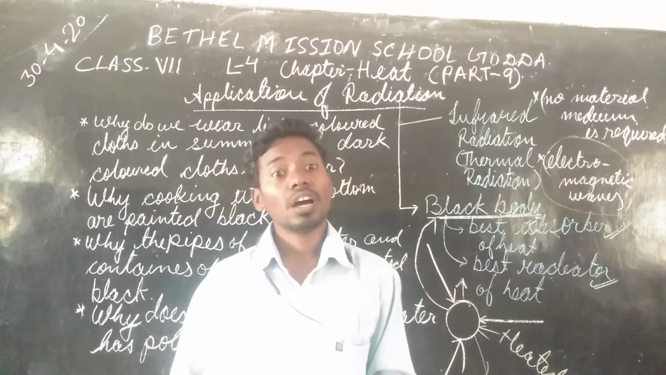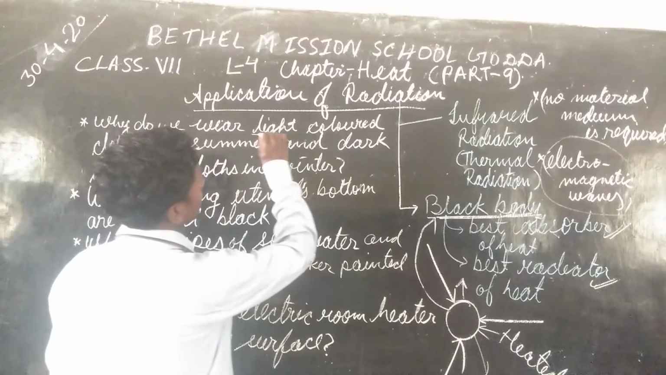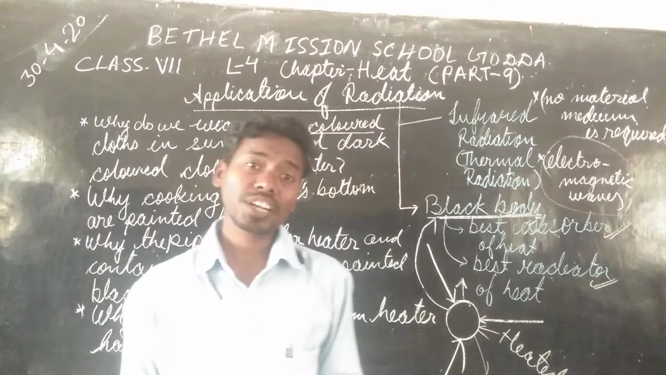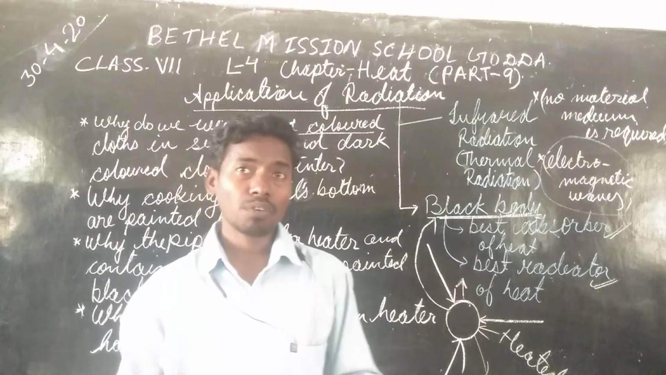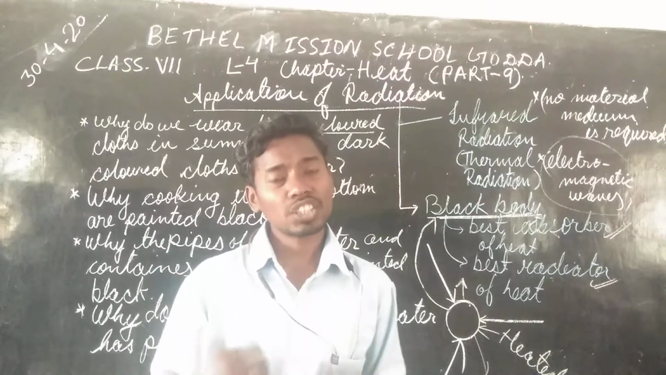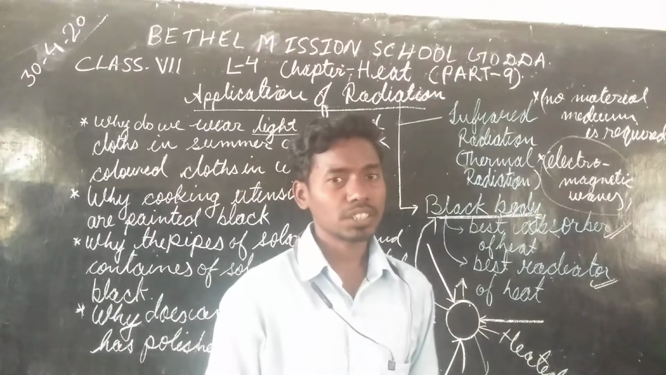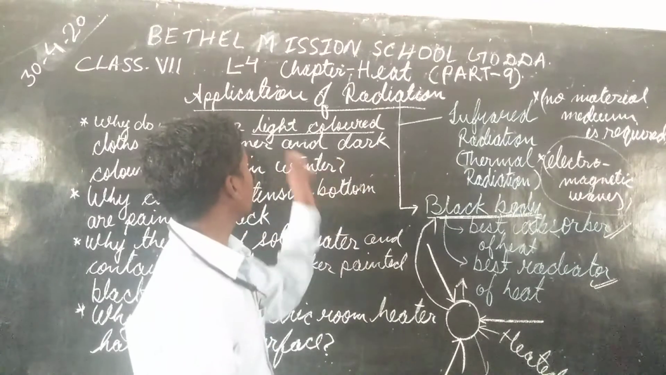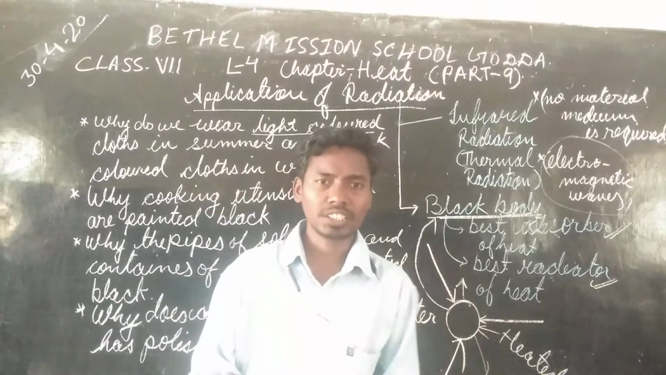Because these light colored clothes reflect heat, reflect radiation. Therefore, since it is summer, we want to be cool, and for that we need such a cloth which does not absorb much heat. So we wear light colored clothes because they reflect the radiation and do not absorb much heat.